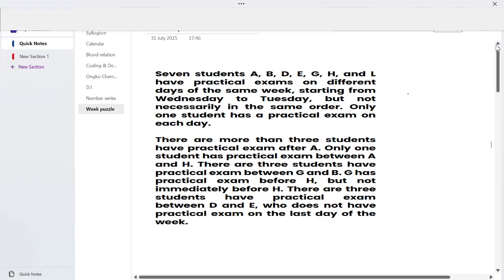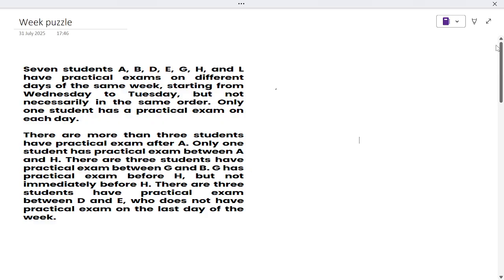Hello everyone. For today, let's try to crack some puzzles. Right, so we have a week puzzle.